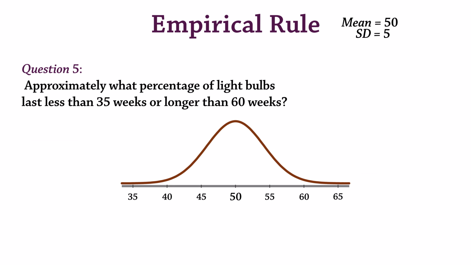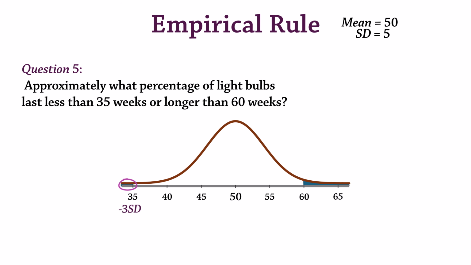For question 5, what percentage of the light bulbs last less than 35 weeks or longer than 60 weeks? The word "or" implies we need to find the size of these two separate tail areas and add them together. Let's start with the left side. 35 is exactly 3 standard deviations below our mean.